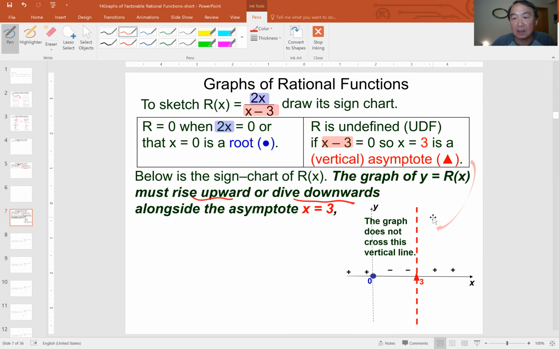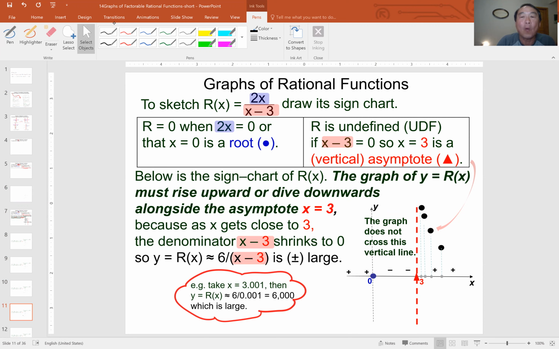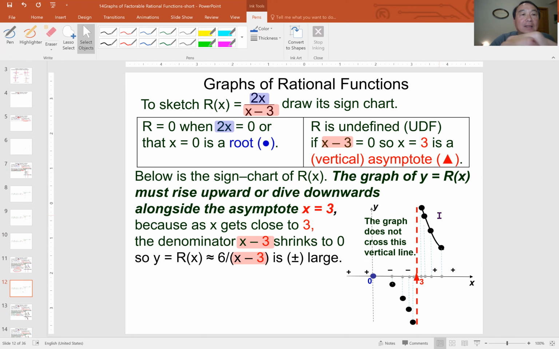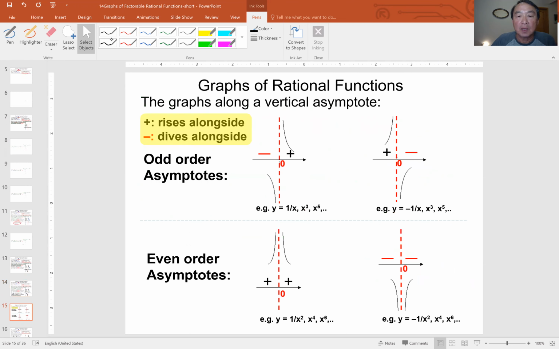In this case, it goes up because if you plug in a number like x equals 3.001, you can find out y is very large. So you get a point that's way up there. Therefore, the curve looks like this along the asymptote. On the other side, it goes downward because the signs are negative. So we have this middle portion of the graph. And this is the behavior of the graph along a vertical asymptote.